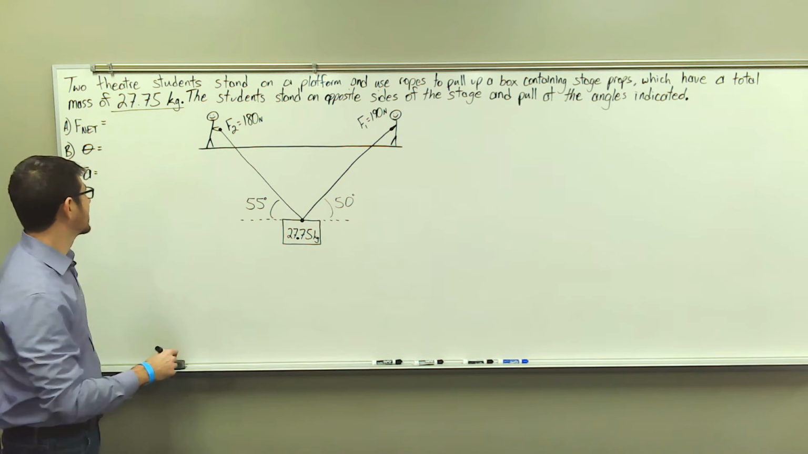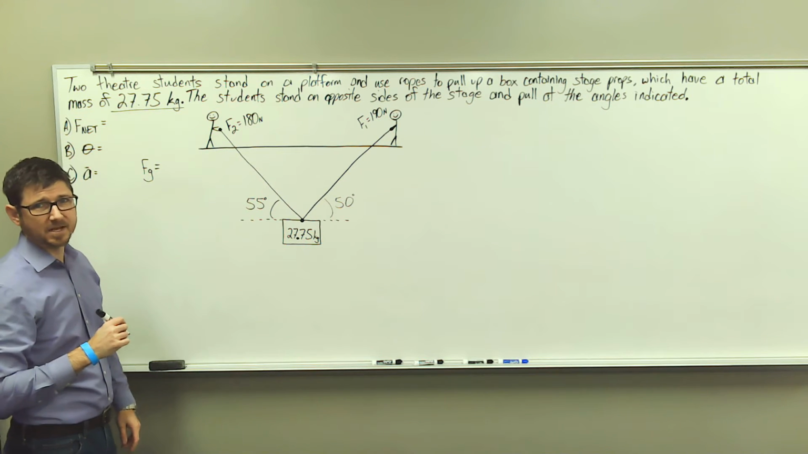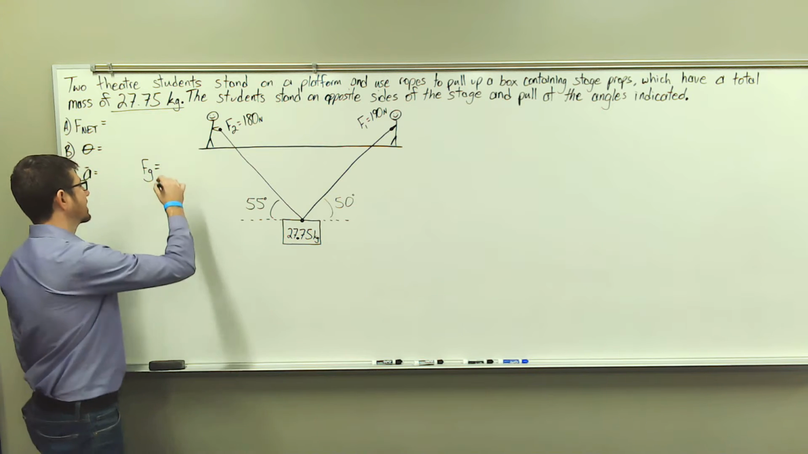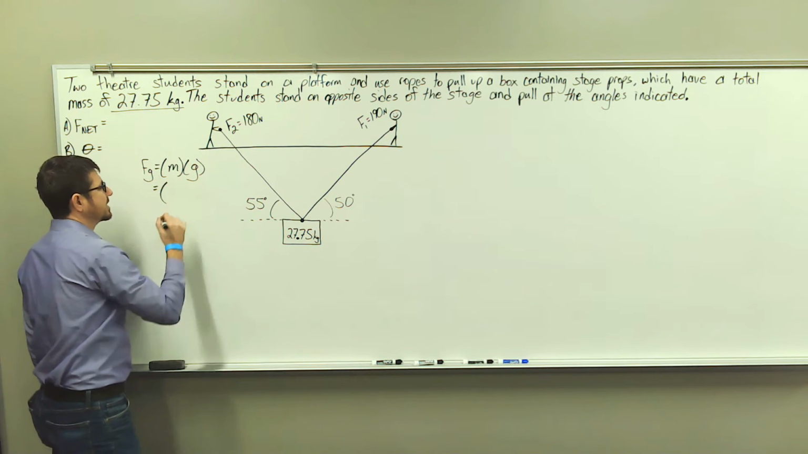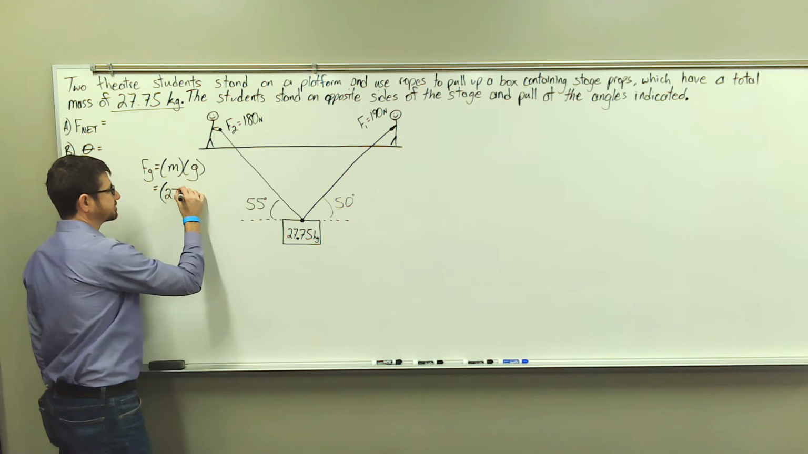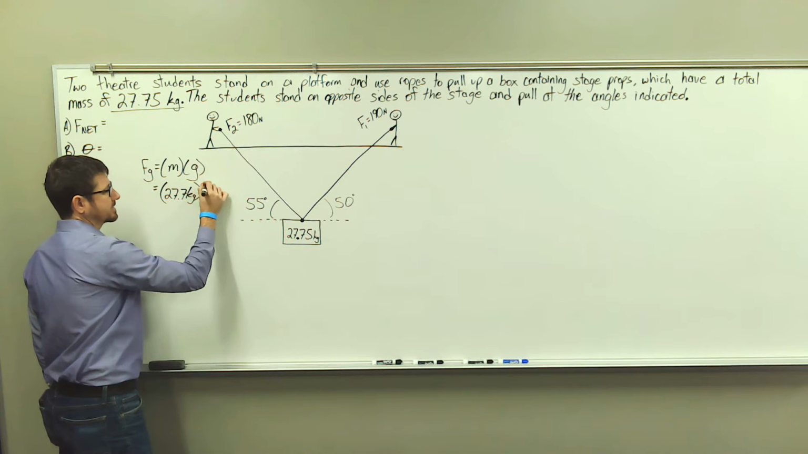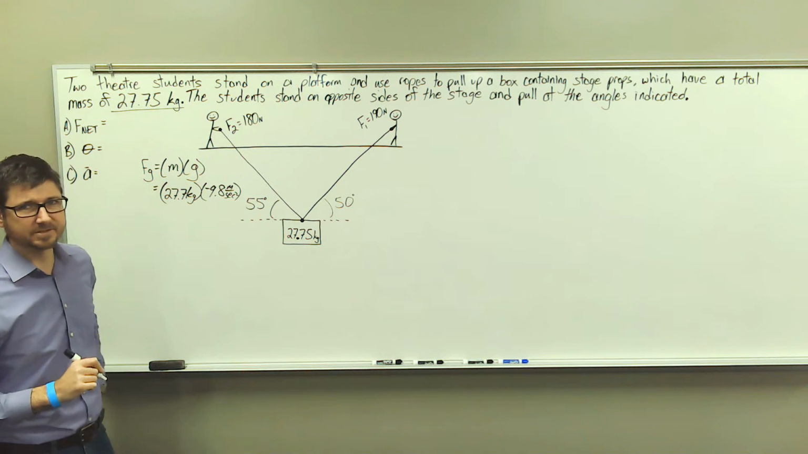Now, the first thing we are going to need to do is calculate the weight force of the crate. So we know that weight force is identified by F sub g, and this is the product of the object's mass and the acceleration due to gravity. The mass in this case is 27.75 kilograms, and we're multiplying this by the acceleration due to gravity, negative 9.8 meters per second squared.